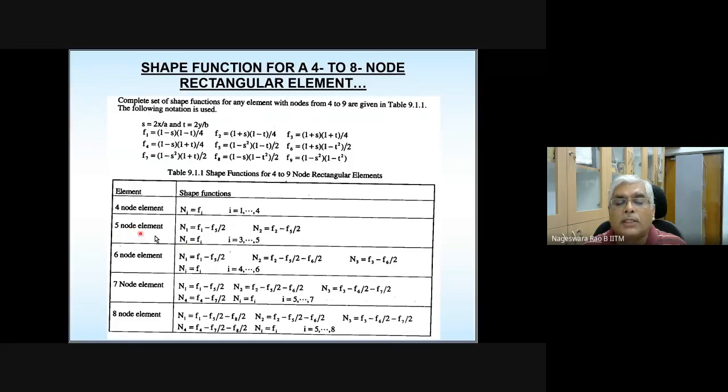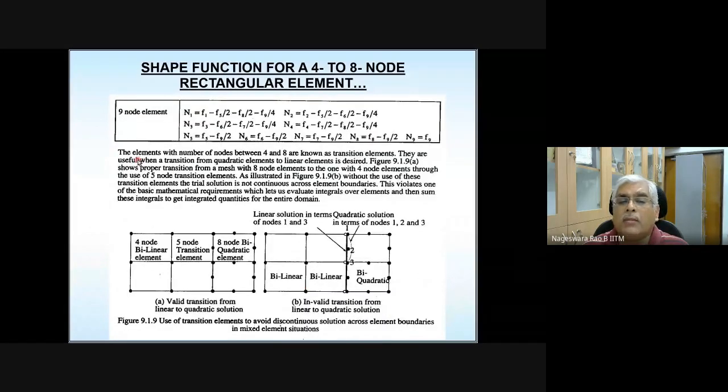I think I made a mistake in my previous statement. 5 and 7 are serendipity elements, and 4, 6, 9 are Lagrange elements. Elements with number of nodes between 4 and 8 are known as transition elements. You can also use 4 depending on the situation. Anyway, here some typical examples are shown. We'll see that. So some of these elements can be used as transition elements.